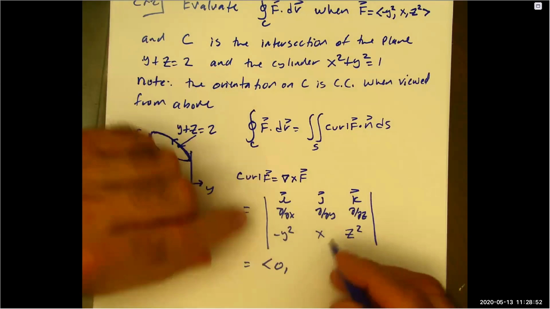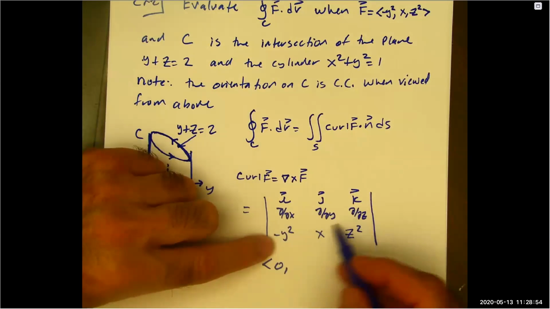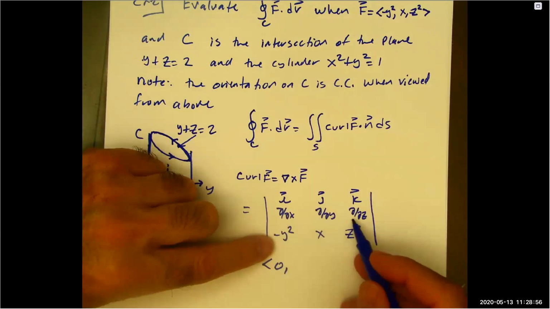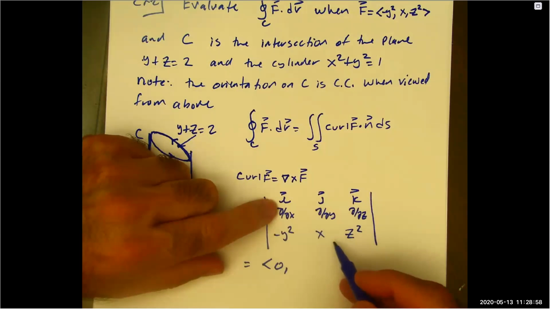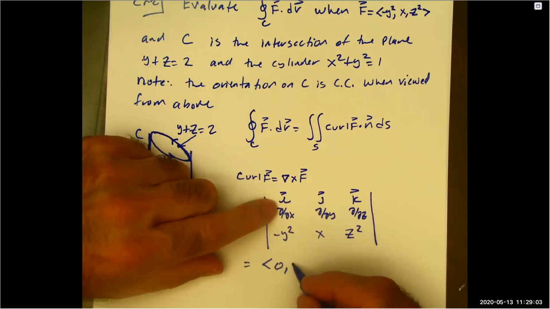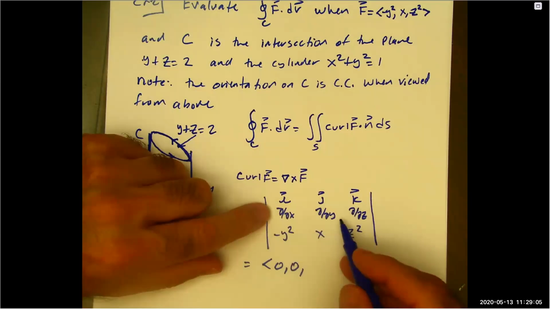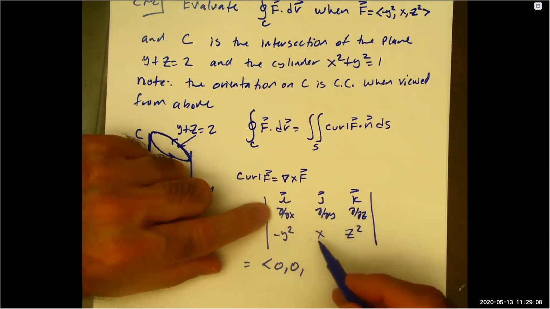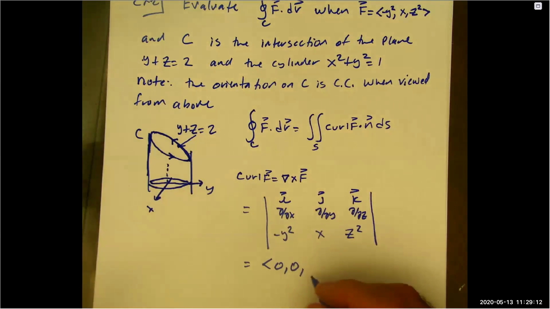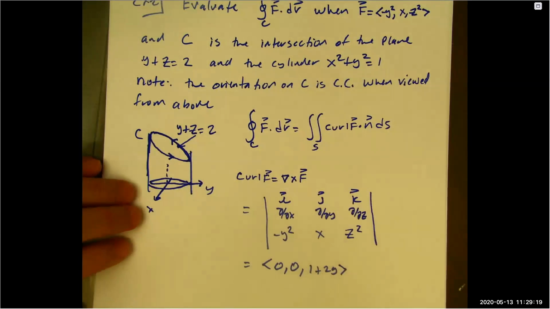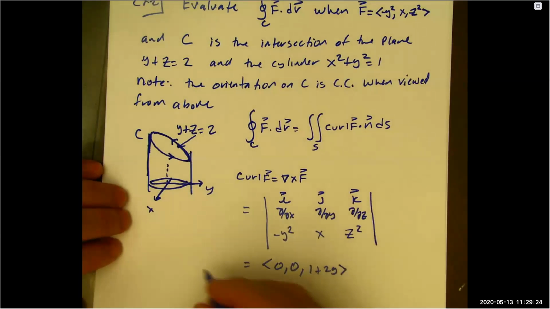So we're going to get 0. And then the partial derivative of negative y squared with respect to z is 0, and then minus the partial derivative of z squared with respect to x is 0. So the second component is 0. Now for the last component, we're going to get 1 minus a minus 2y. So it's going to end up being 1 plus 2y. So this is the curl of F.